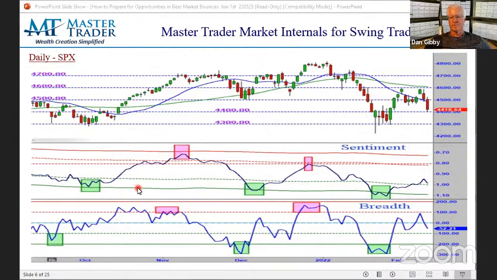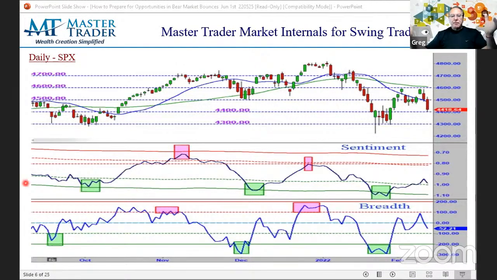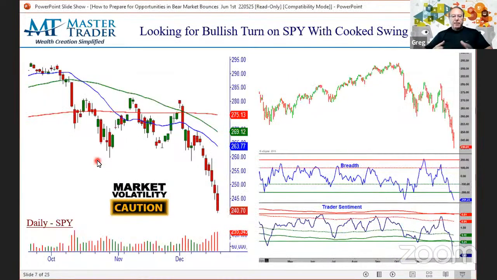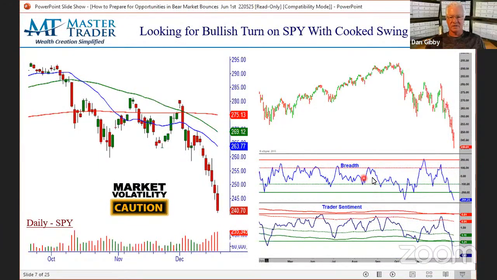Got it. So two pieces of information: have stocks moved too far too fast, and are option traders overly bullish or overly bearish? Sentiment and breadth in agreement. I should just continue that discussion.